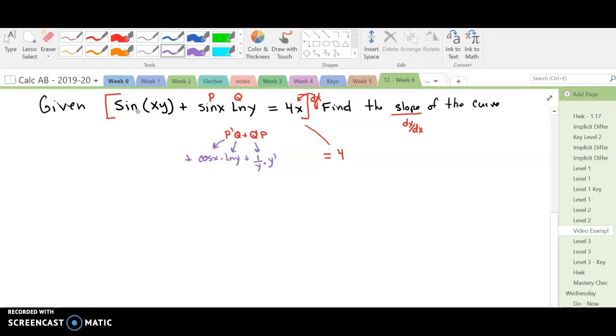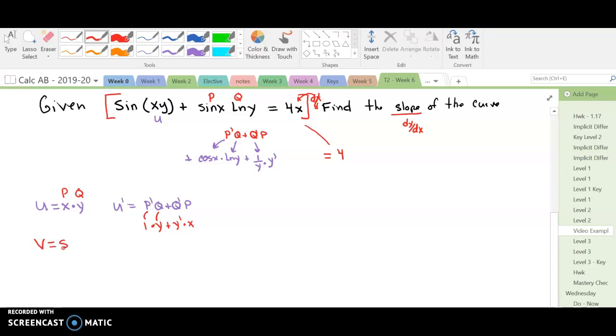And then the next term, we have a chain rule, so this is really our inside function of u. So we're going to have u equals x times y. u prime will be the derivative of this product, p prime q plus q prime p. Well, the derivative of x is 1 times y plus the derivative of the y term is y prime times x. So that's our u.